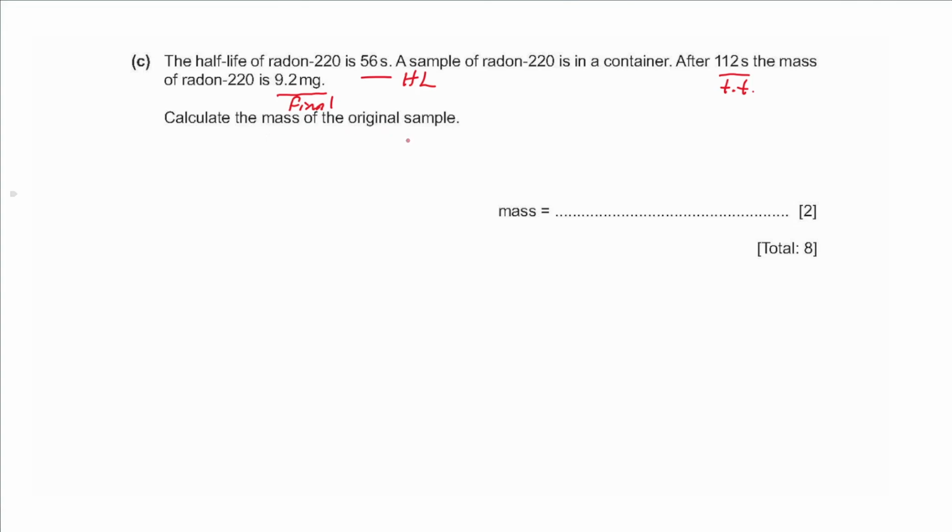So going backwards in time, we do not divide by 2, we multiply by 2. But first we need to know how many half-lives have passed. So we divide 112, which is the total time, by the half-life 56. That gives us 2 half-lives. That means that we will multiply by 2 times. So from 9.2 going backwards in time times 2, that gives us 18.4. Going backwards again times 2, that gives us 36.8. So the answer here is 36.8 and the unit is the same as the one in the question, milligrams.